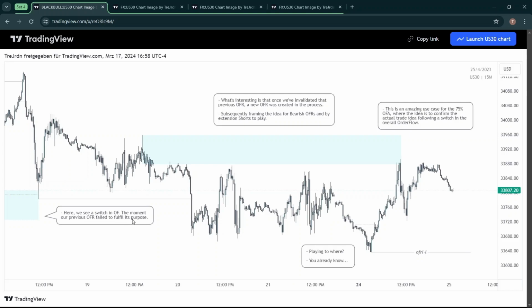So this is kind of playing into what I said just now about playing in one direction until proven otherwise. The moment my order flow range has been invalidated, then I could say bullish order flow is in play. Are we likely to switch the directional bias from bullish to bearish? Right here, what's interesting is that once you've invalidated the previous order flow range, a new order flow range is created in the process. Something I can touch on in a subsequent video, because this one has probably gone over 30 minutes. But subsequently, framing the idea for bearish order flow ranges, and by extension shorts to play.